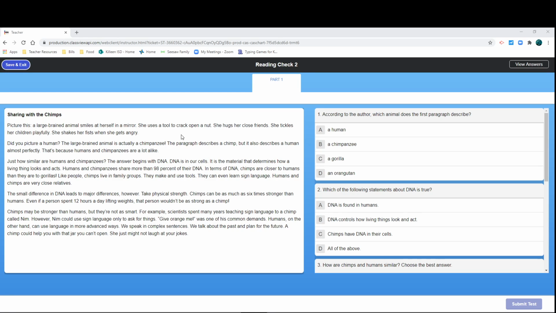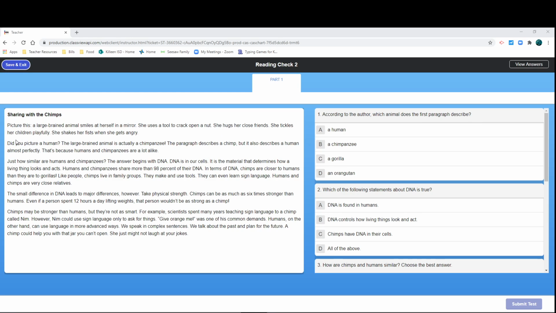But just a quick little blurb over it. It's comparing and contrasting chimps and humans, the similarities and differences between the two. All right. So first question here says, according to the author, which animal does the first paragraph describe?